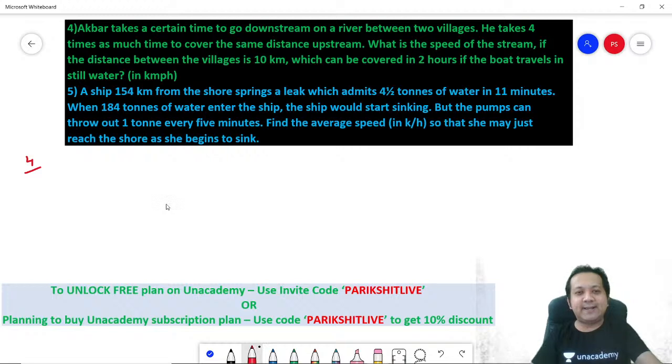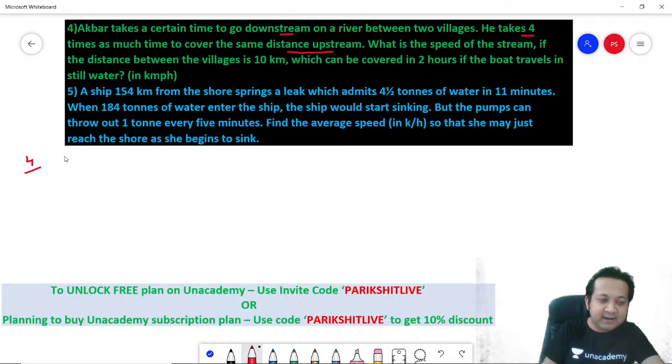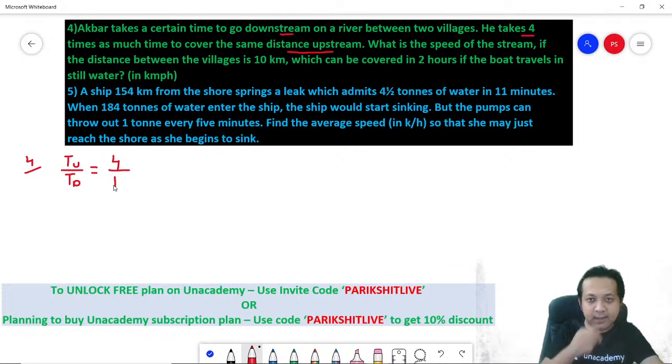Akbar takes a certain time to go downstream on a river between 2 villages. He takes 4 times as much time to cover the distance upstream. Now think about it. Initially, you are moving downstream, and then when you try to come upstream, you are taking 4 times as much time. So can I say time upstream divided by time downstream, the ratio, is going to be 4:1? Will you agree?